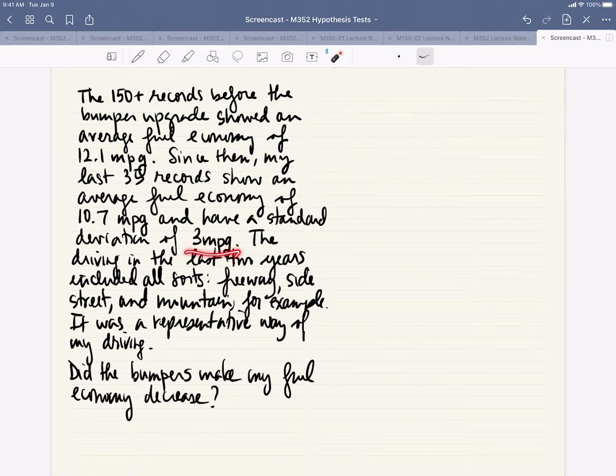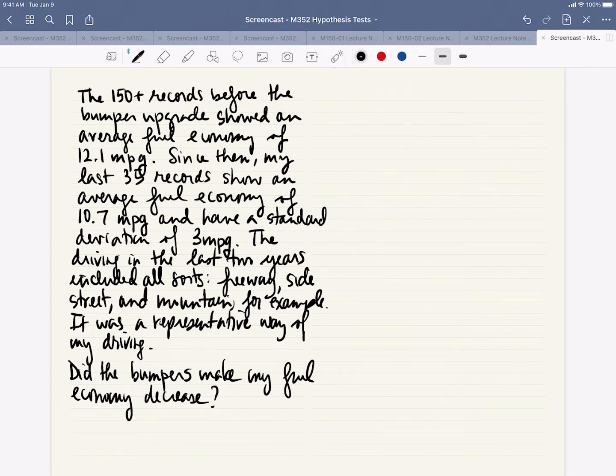But if you look at the standard deviation, 10.7 plus 3 is bigger than 12.1. So is that within the margin of error? Well, in this class, we've learned how to think about these things, and so we can put a very fine analytical point on this. So let's do it.